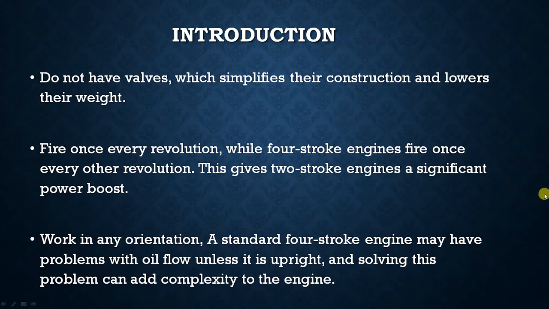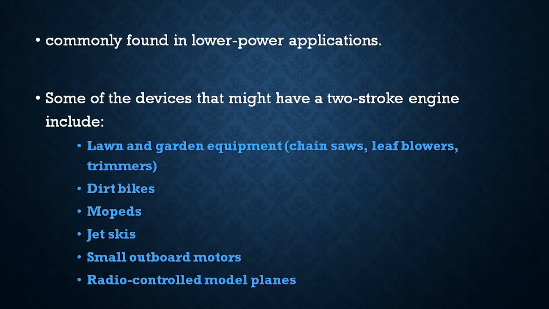These two-stroke engines are commonly found in lower power applications. Some of the devices that might have a two-stroke engine include lawn and garden equipment, chainsaws, leaf blowers, trimmers and dirt bikes, mopeds, jet skis, small outboard motors, and radio controlled model planes. All these devices contain two-stroke engines, and other heavier vehicles such as cars, trucks, etc. contain four-stroke engines.